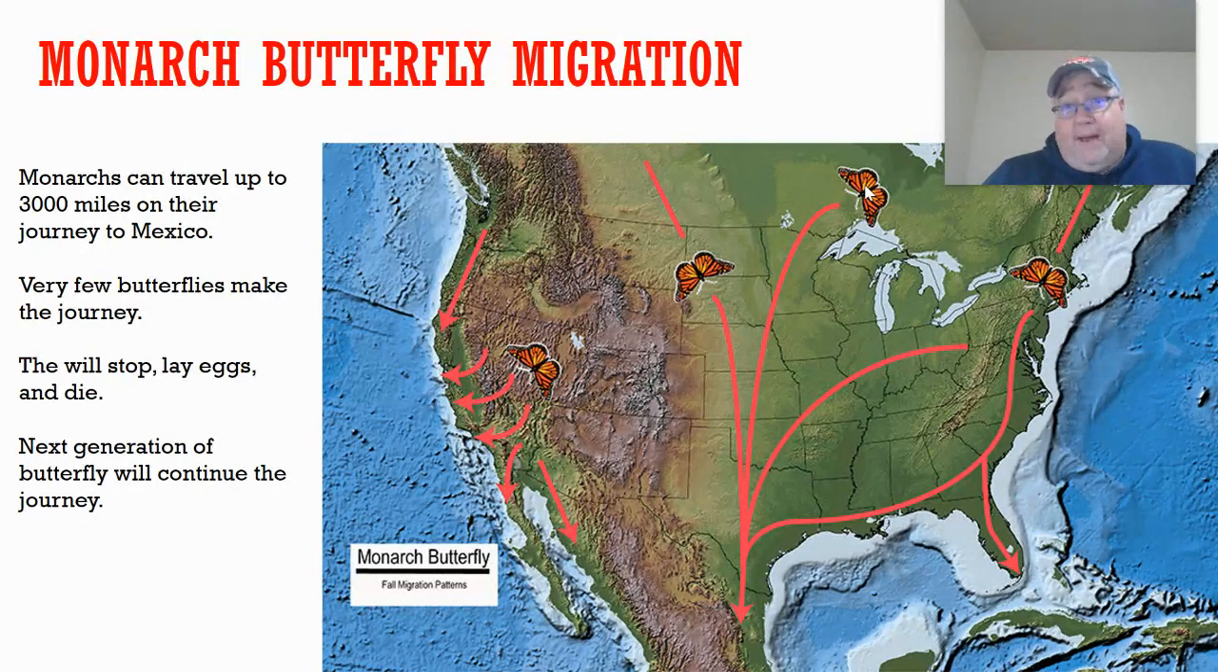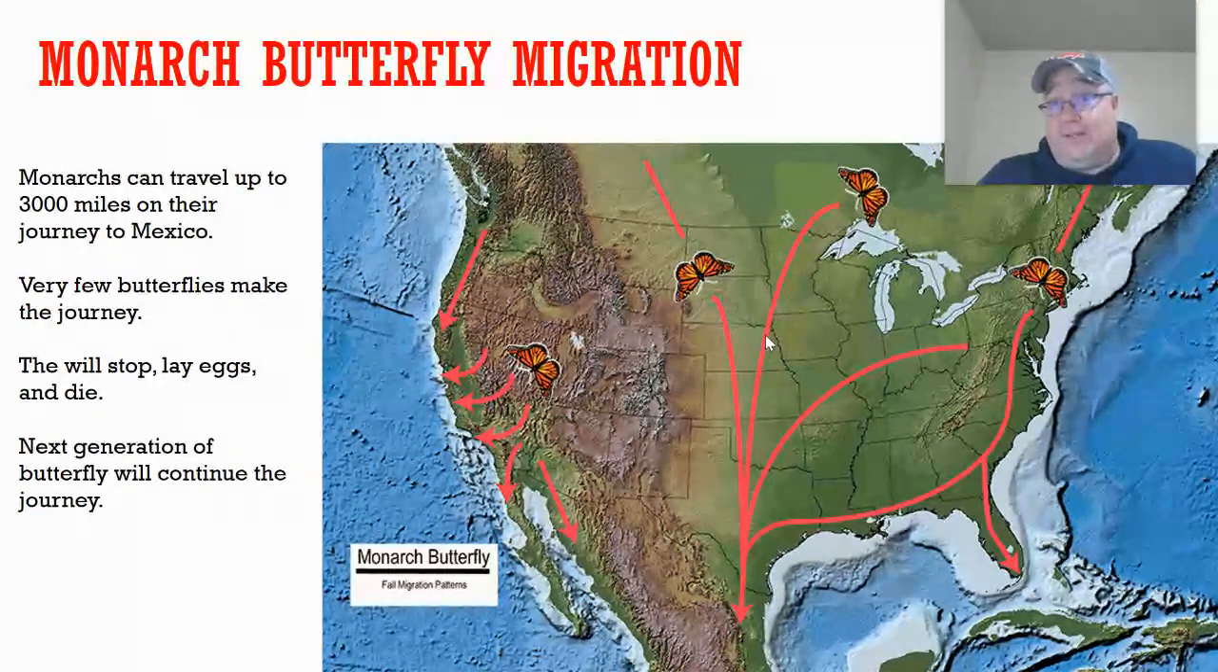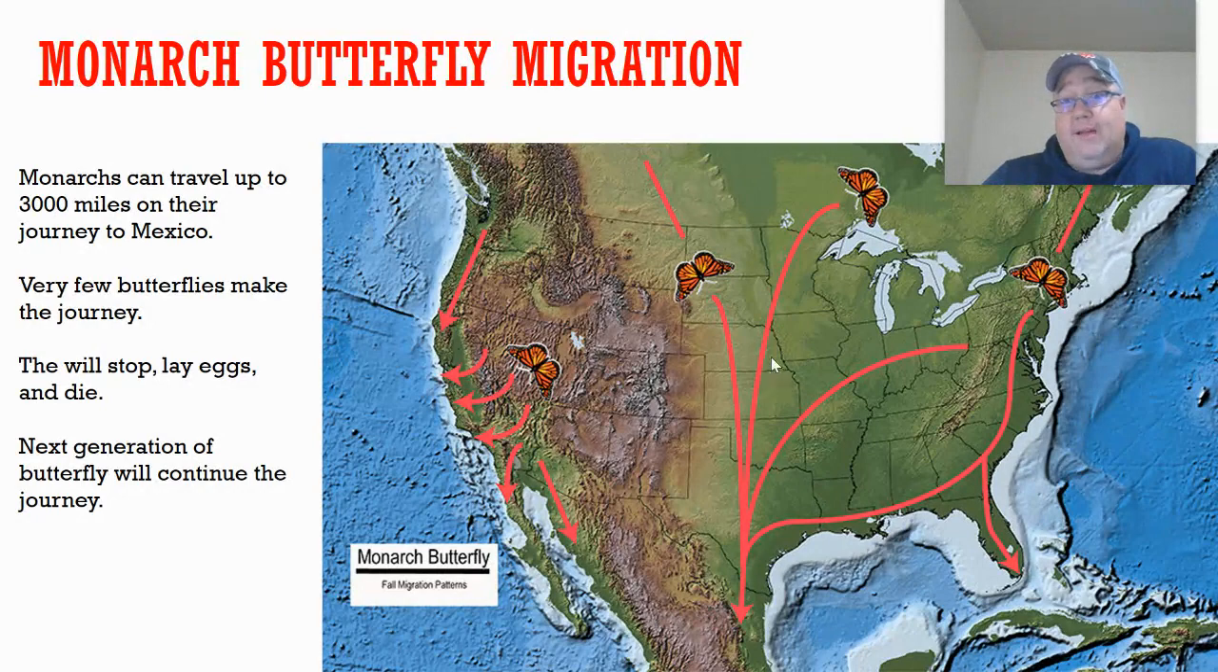He might only, or she might only be able to migrate, let's say, down to Nebraska. That's as far as she can go because she's going to die. Well, she'll migrate, and then she'll probably breed before she dies, and then she'll lay her eggs somewhere in Nebraska, and then she'll die. But then her eggs will hatch, and those caterpillars, which will eventually turn into butterflies, will continue the journey.